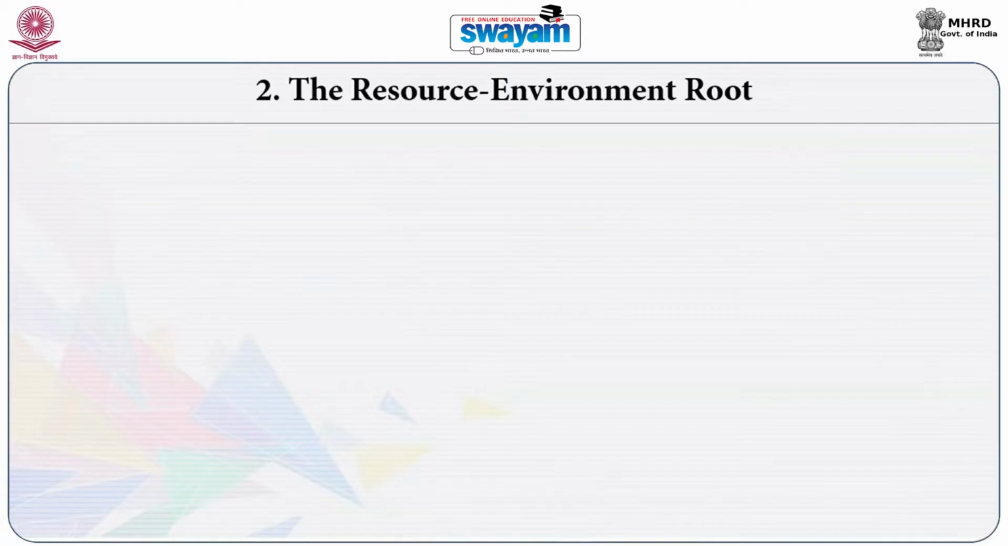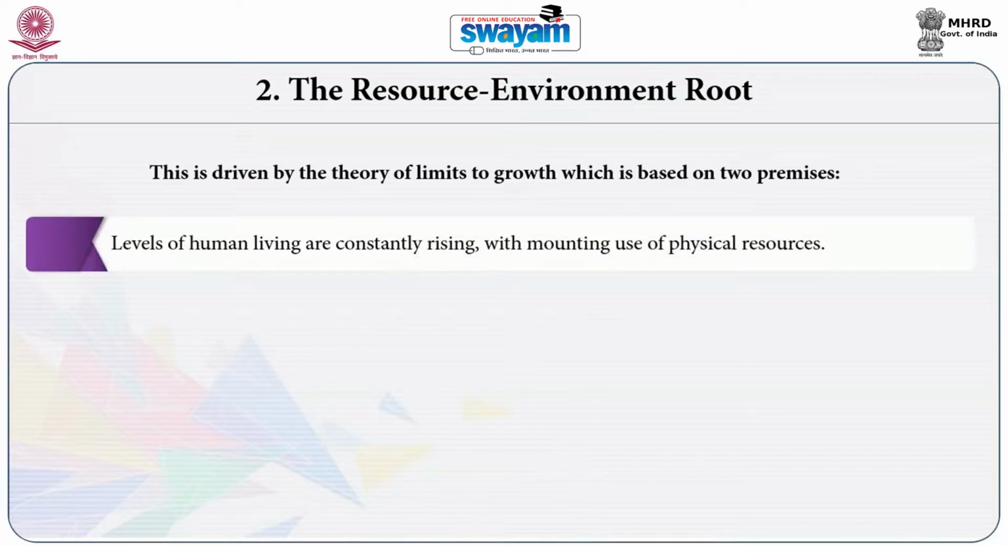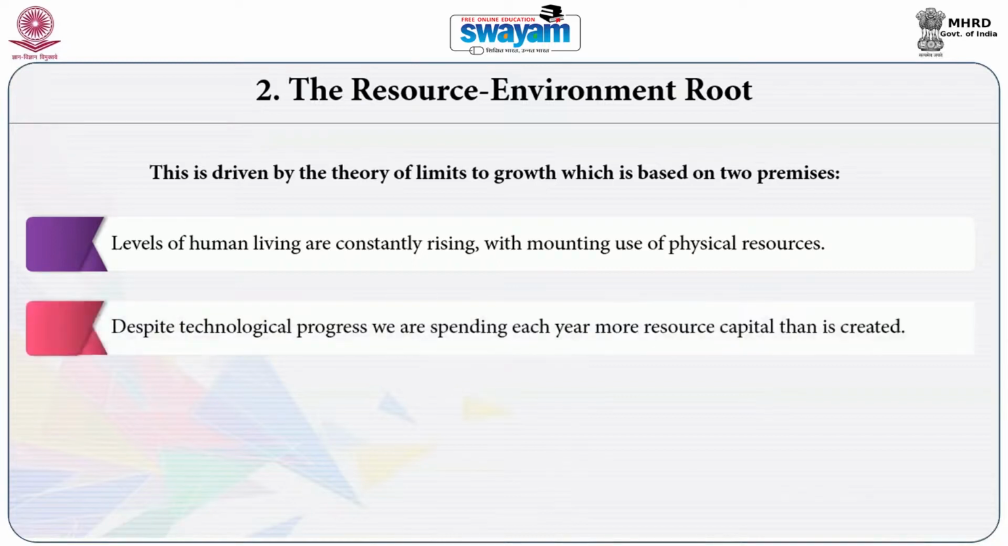Now let's go to the next concept. The next root of sustainability comes from a concept called the resource environment. So it's called the resource environment root. Now this is driven by a theory called limits to growth. Now the limits to growth theory has two assumptions. The first assumption is that the levels of human living are constantly rising with mounting use of physical resources. What does that mean? We as human beings, the way we live, the amount of pressure and demand for resources that is there in terms of our lifestyle is ever increasing.